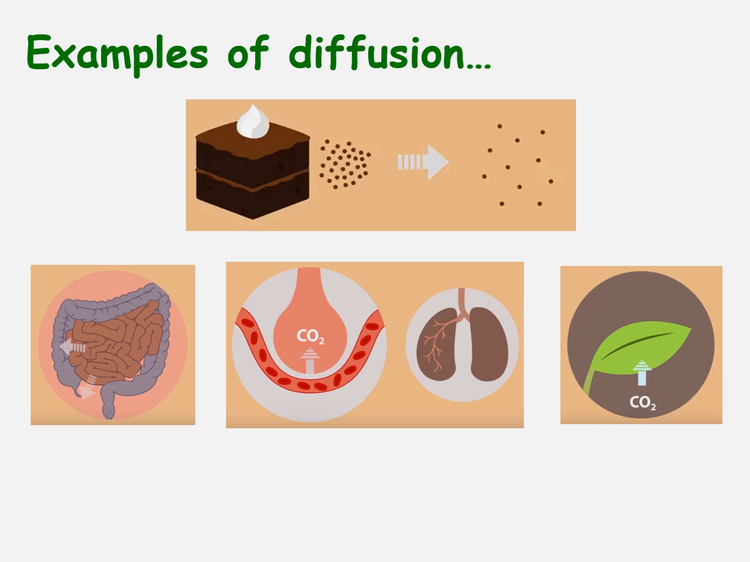Now, one of the examples that you will have looked at when you studied diffusion was gas exchange in the lungs. Okay, so oxygen moves from an area of high concentration in the lungs, in the alveoli when we breathe in, to an area of lower concentration in the blood to be circulated around the body. And the opposite happens with carbon dioxide. It diffuses from the blood, where it's in a high concentration, to the alveoli, where it is in a lower concentration. So these two gases exchange place, hence the term gas exchange.